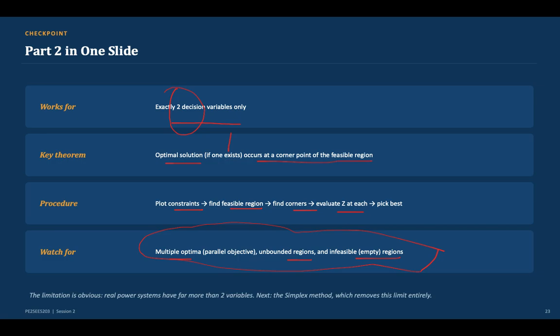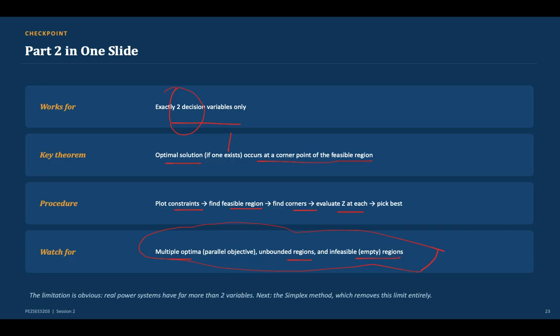So now considering the limitations, a realistic power system optimization may have hundreds of... just give me a second.